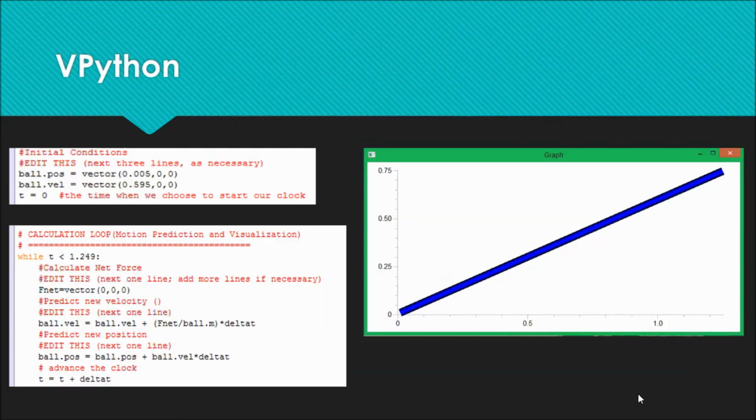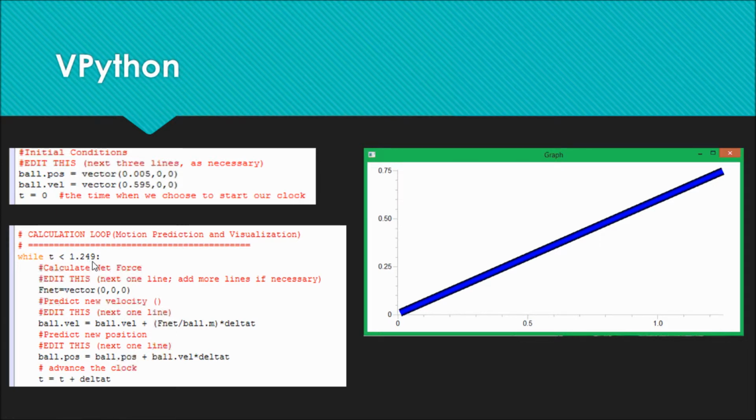In order to construct a model of the graph of Newton's second law with a net force of 0, I used VPython software. Based on the data recorded in Tracker, I was able to find the ball's initial position, which is shown here, and average velocity, which is shown here. The ball was tracked until time equals 1.249, which is shown here.